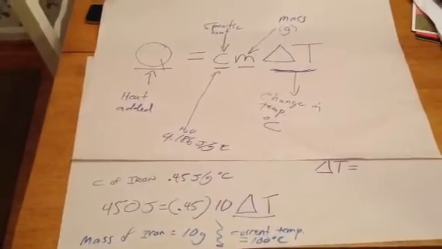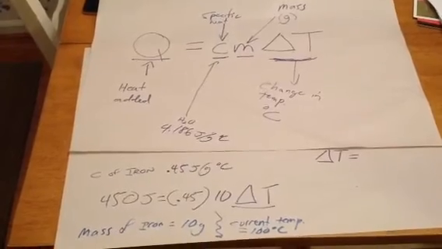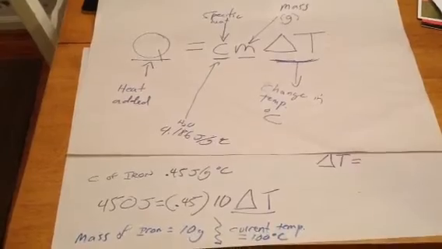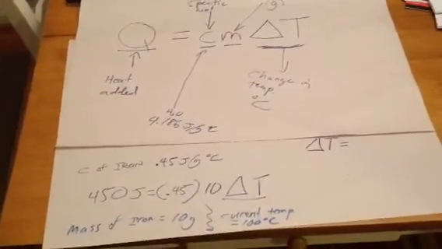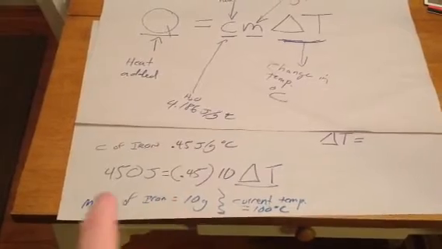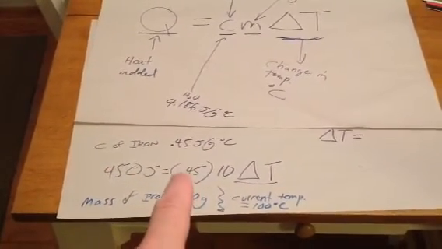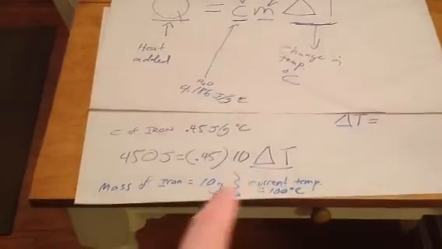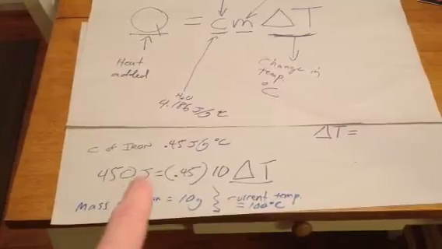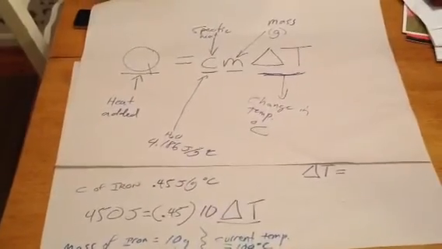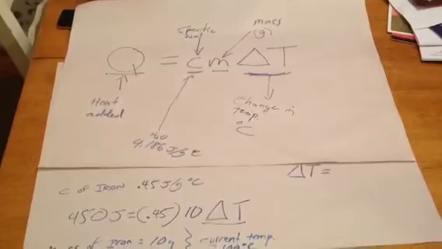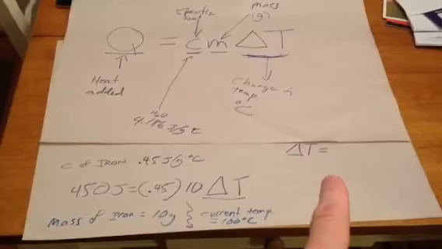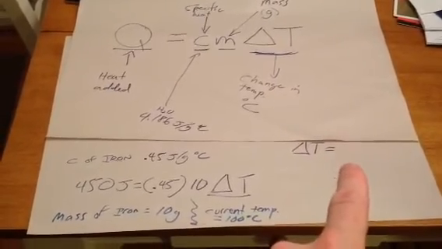So 4.5 times the change in temperature equals 450 joules. So if you want to isolate this variable, you would take 450 joules is equal to 4.5 delta T. So divide both sides by 4.5. So 450 divided by 4.5 is going to be what? Did you say 100? So basically what would happen is delta T would be equal to 100. The change in temperature would be equal to 100.